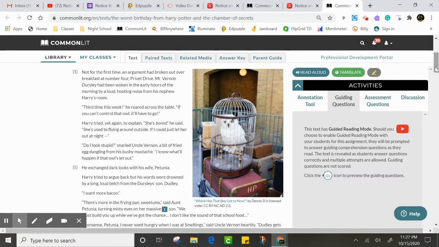Not for the first time, an argument had broken out over breakfast at number 4 Privet Drive. Mr. Vernon Dursley had been woken in the early hours of the morning by a loud hooting noise from his nephew Harry's room. Third time this week, he roared across the table. If you can't control that owl, it'll have to go.